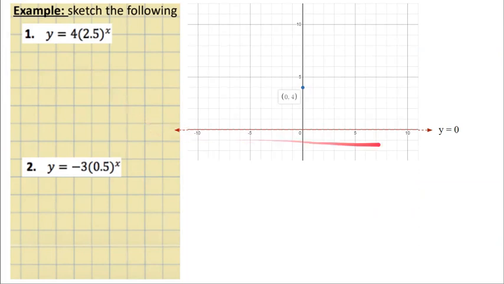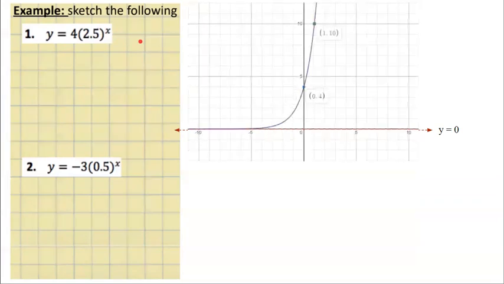And we can also just graph our asymptote real quick, since that's pretty easy, just at y equals 0. And then we only need one more point to draw this graph. So we'll set x equal to 1, and we'll get 10 as our y value. So we'll graph the point (1, 10). And then we can just draw the general shape of the graph. So it's an exponential curve. And then on the left side, it is approaching the asymptote y equals 0, but it won't actually cross that asymptote.